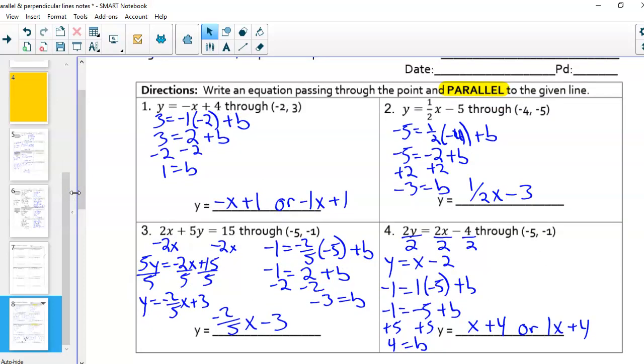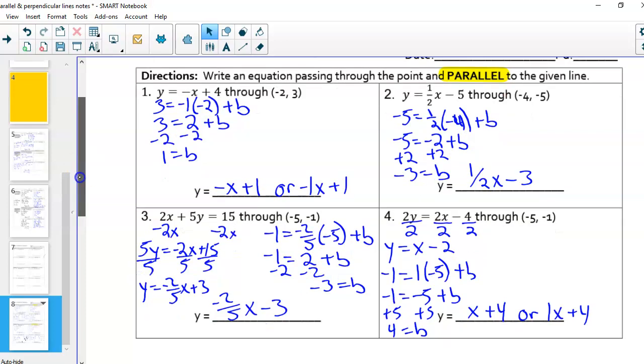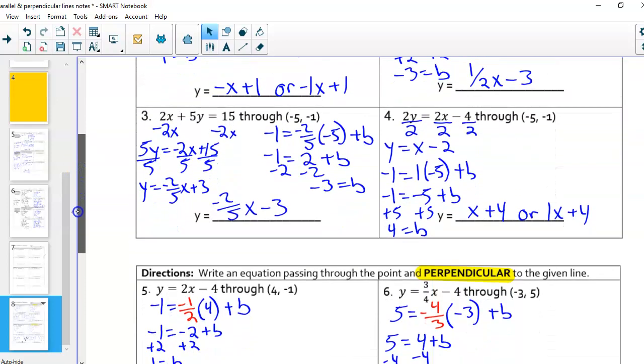For number 1, the equation was -x plus 1 or -1x plus 1. Either one was fine. Number 2 was 1/2 x minus 3. Number 3 was -2/5 x minus 3. Number 4 was x plus 4 or 1x plus 4.